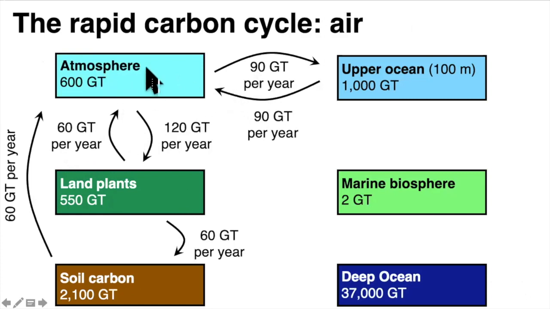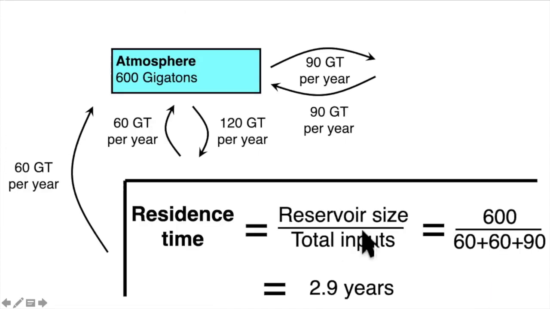And so estimates for exchange of carbon between the atmosphere and the upper ocean are on the order of 90 gigatons of carbon per year. And so we can ask a similar question, like what's the residence time of carbon in the atmosphere? How fast does atmospheric carbon dioxide turn over between the oceans and these land-based reservoirs? And this calculation is very similar to the last one.